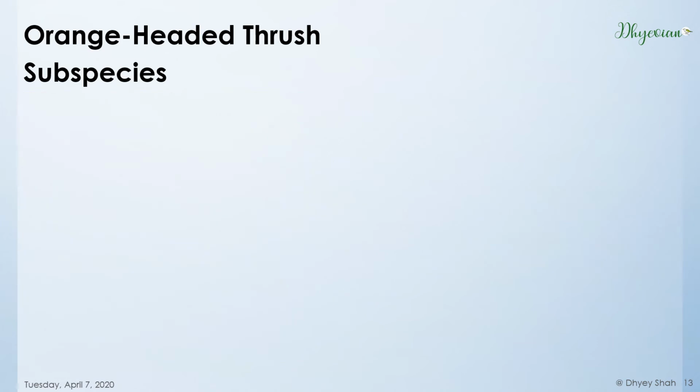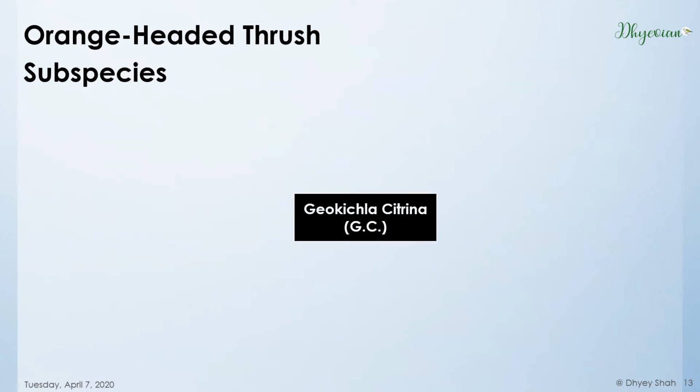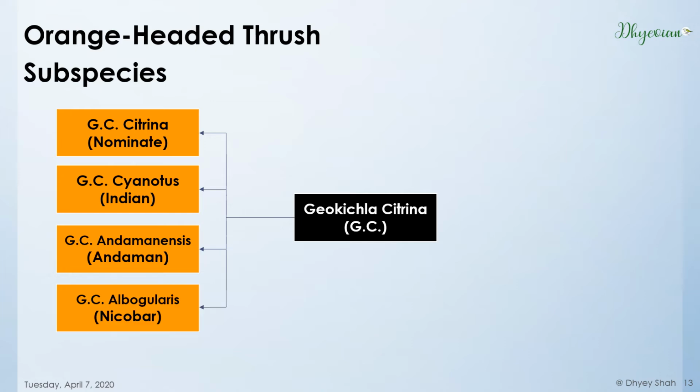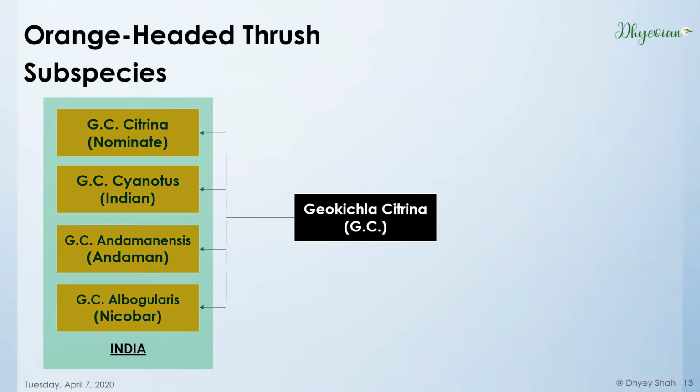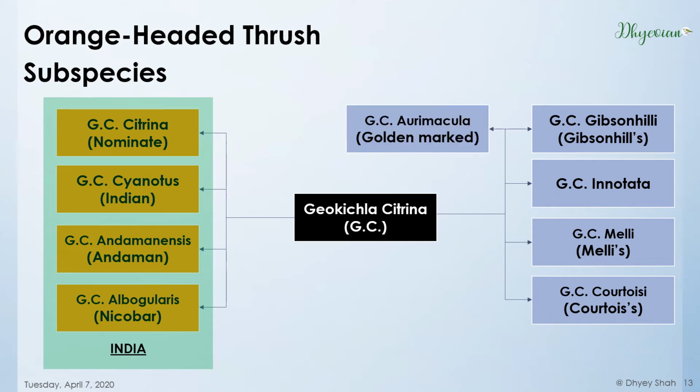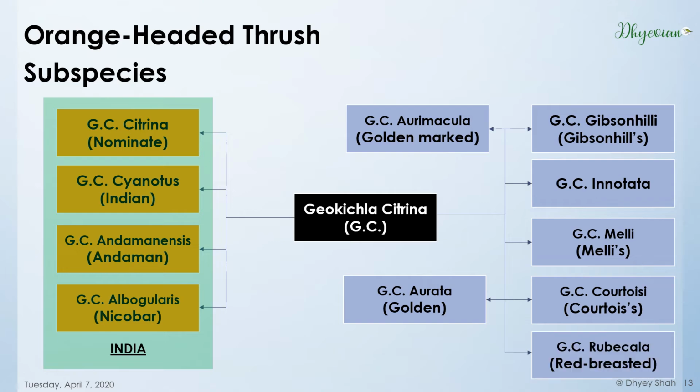Let's talk about the 11 subspecies. The base species is the Geokychla citrina. The first subspecies is the Citrina or the nominate race. The second is the Cyanotus or the Indian race. Third, Andamensis, the Andaman race. And fourth, the Albogularis or the Nicobar race. Let's talk about the rest, but first, these four are the ones found in India. The rest are Gibsoni or the Gibson Hills, Innotata, Melli or Melis, Cotoisi or Cotoisis, Aurimacula or the golden marked, Aurata which means golden, and Rubecula which means red breasted.